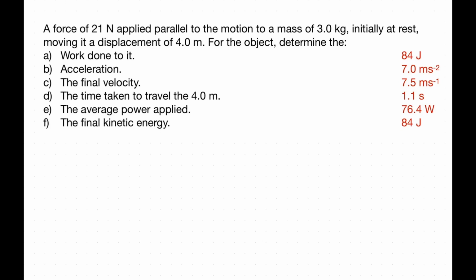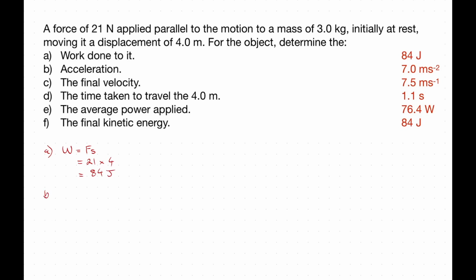Alrighty, so for these ones, we have a force of 21 newtons applied parallel to the motion. Therefore, the work done, our equation for work, is just going to be equal to force times displacement. So that's just going to be 21 times 4, and that's going to get us our 84 joules.